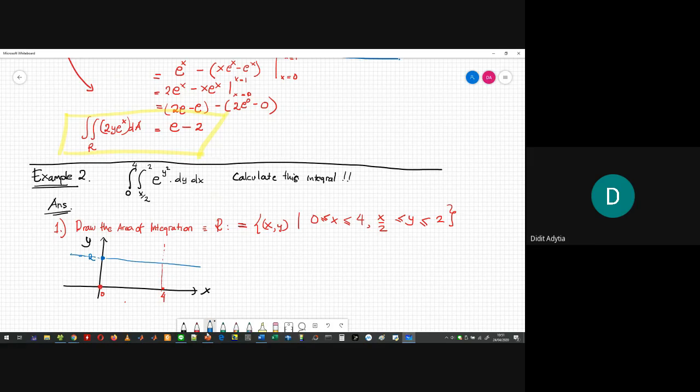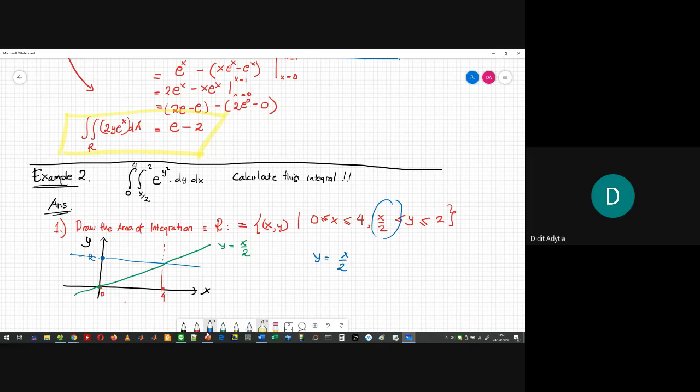Nah, yang kita perlu gambar adalah yang ini. X over 2. Y is X over 2. Gimana gambarnya? Kira-kira? Garis ya. So this one is actually a line. Line-nya dari berapa? Kalau X 0, berarti Y-nya 0. Berarti dia melewati ini. Kalau X 4, berarti Y-nya adalah 2. So this one is actually a straight line. This one is Y is X over 2.